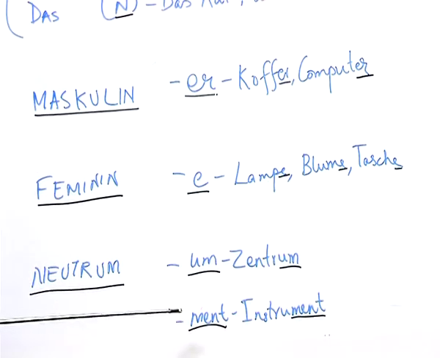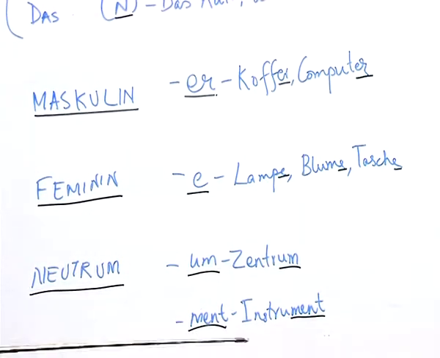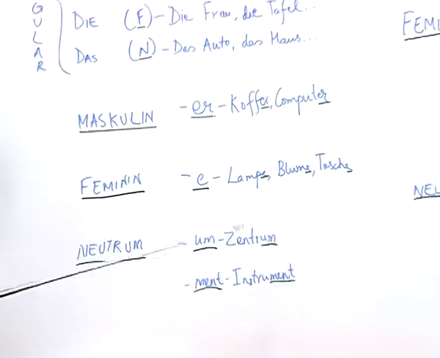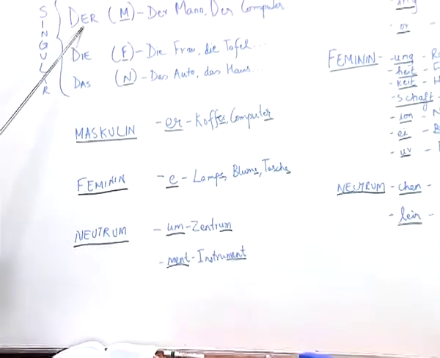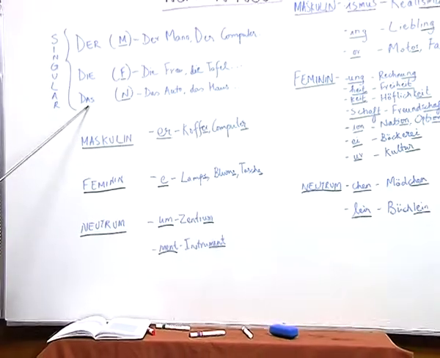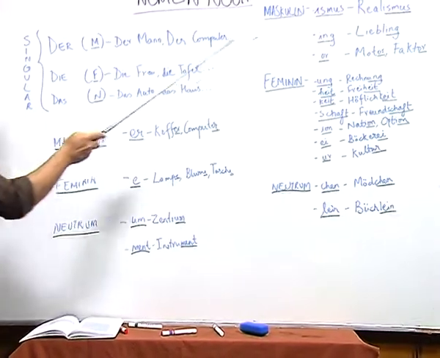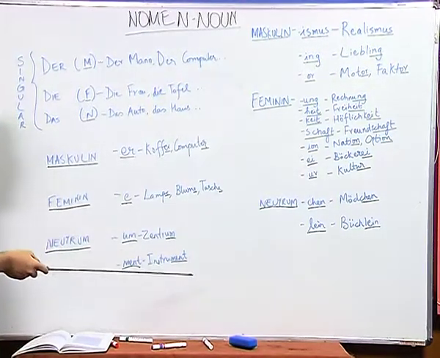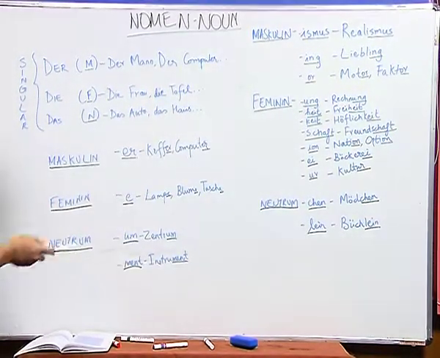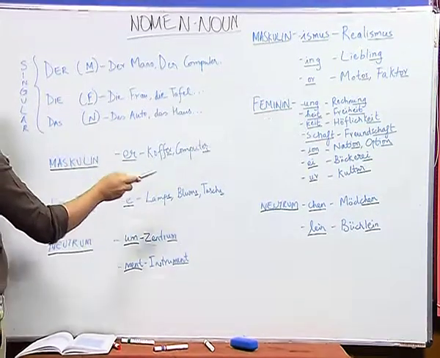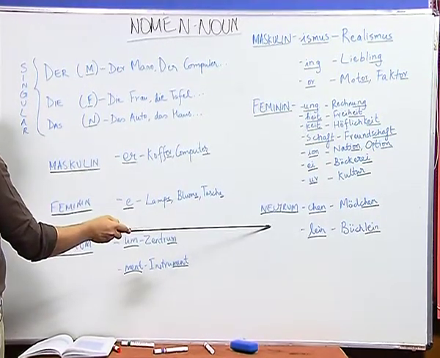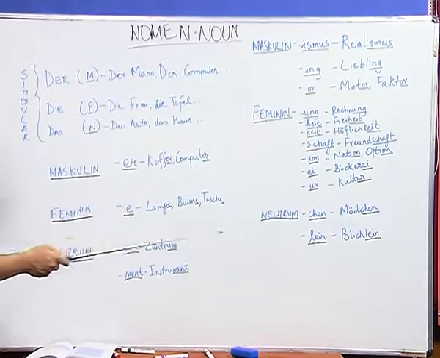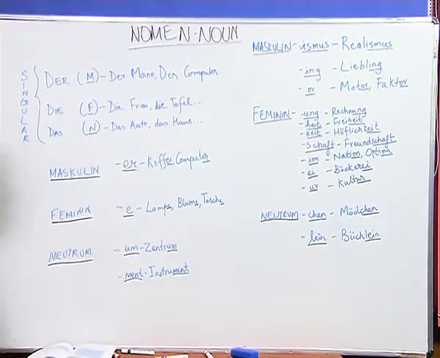So, whenever you are learning any noun, please remember to learn it with the respective article, der, die or das. With these rules mentioned here, it would be easier for you to distinguish whether the noun belongs to the masculine, feminine or neutral gender, and therefore you can easily give them the article which belongs to the respective category.